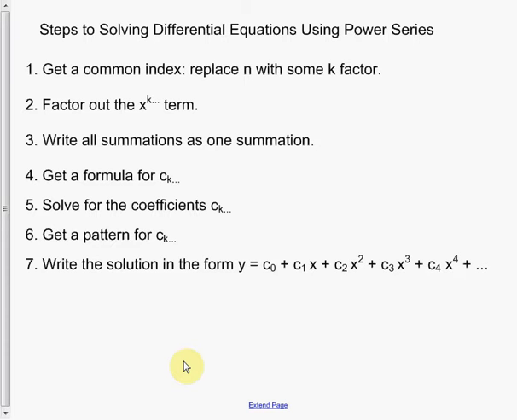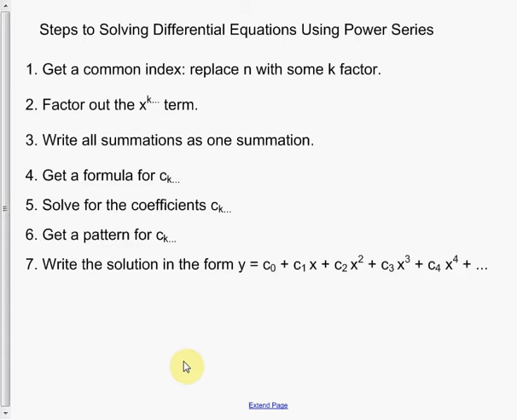So steps to solving a differential equation using a power series. First step is to get a common index. I may just say, find a k factor. And then the second step, whatever that x to the k term is, you want to factor it out. When you do that, the goal is to be able to write, if you have several summations, maybe 3 or 4, it doesn't matter, all those summations as one summation. You're going to do that if the terms in the summations are alike, if there's some kind of commonality that you can factor, to make one summation.